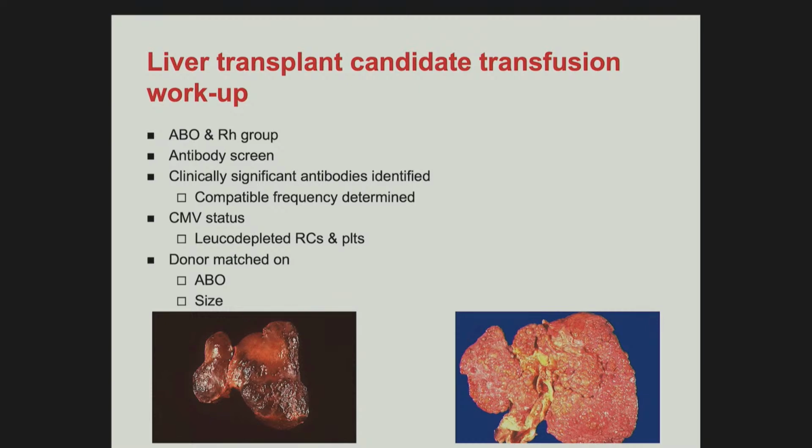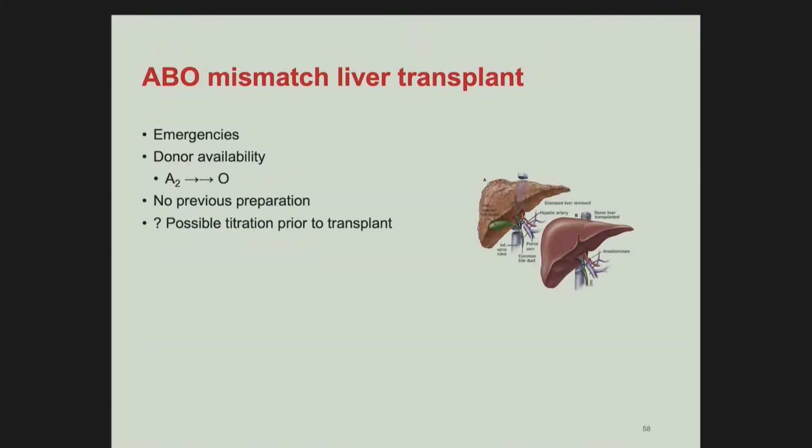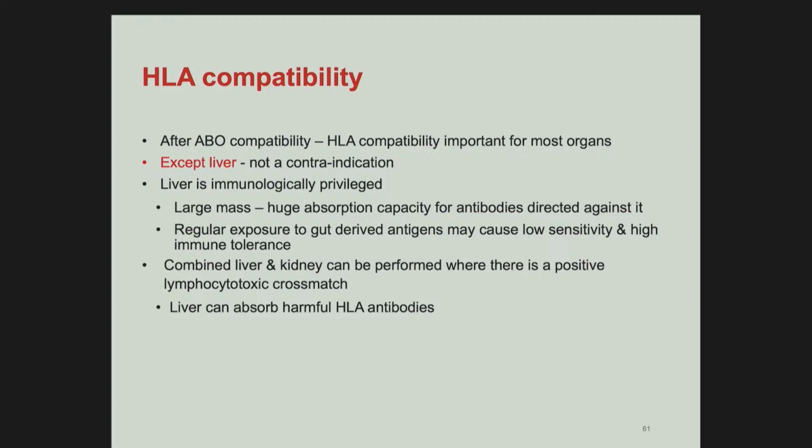For our liver transplants, our patients would go through the standard group and screen, ABO-Rh and antibody screen. If the screen is positive, identify any clinically significant antibodies and work out the compatibility frequency. For red cells, we didn't worry about crossmatch status. The surgeons and liver clinicians were happy with that. The donor was only matched on ABO and size, so a small person. As I said, we've given A2 to O previously, with no titrations and no issues with that approach.